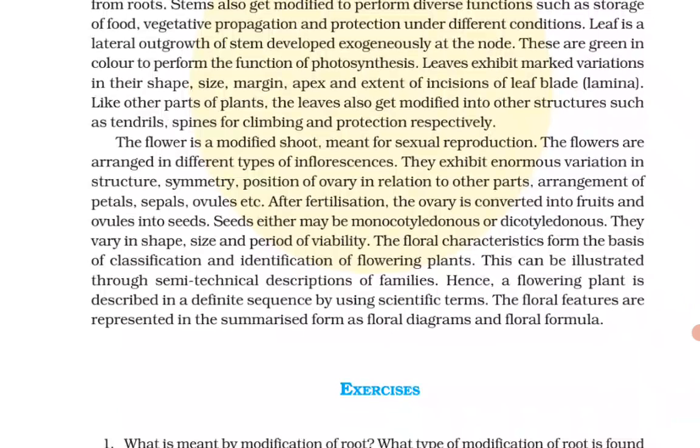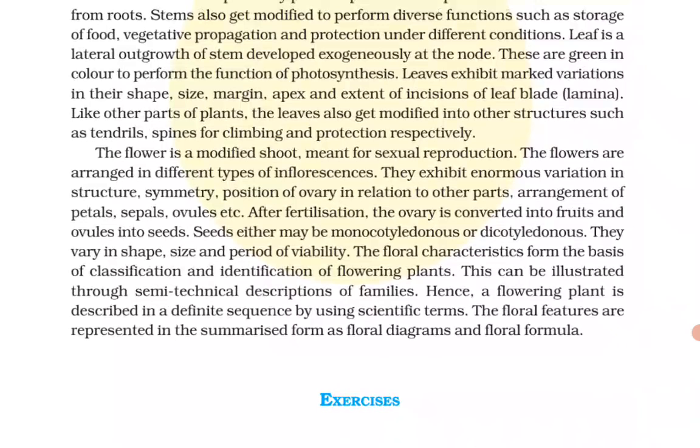This can be illustrated through semi-technical descriptions of the families. Hence, a flowering plant is described in a definite sequence by using scientific terms. The floral features are represented in the summarized form as floral diagrams and floral formula.